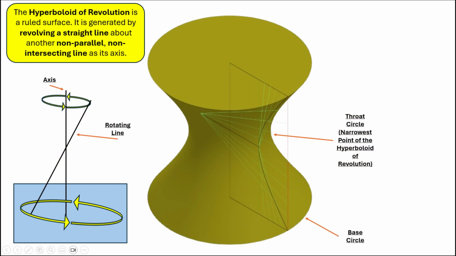Here we have our hyperboloid of revolution. It is created by rotating a hyperbola around its central axis. This produces a curved surface that has an hourglass-like shape, or it can be generated by revolving a straight line about a non-parallel, non-intersecting line as its axis, as shown here on the bottom left.